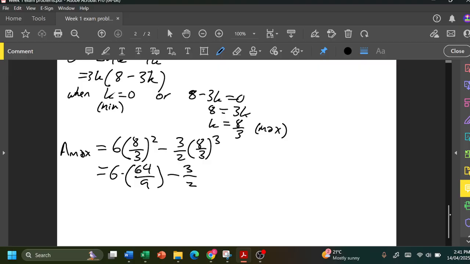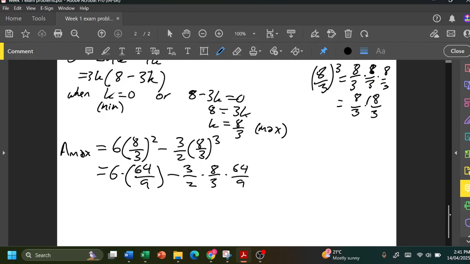Well, something that we know about cubes is we could just break this up into 8 over 3 times 8 over 3 times 8 over 3. We could also write it as 8 over 3 times 8 over 3 squared. Just using the fact that 8 over 3 cubed is going to be equal to 8 over 3 times 8 over 3 times 8 over 3, which means that's just equal to 8 over 3 times 8 over 3 squared, right? So that should be fine. That gives us what I've written down here.